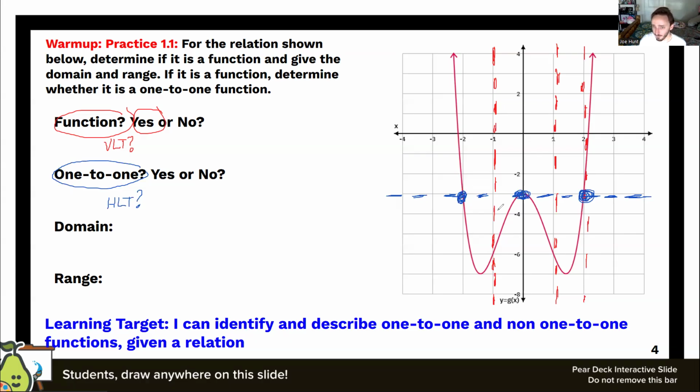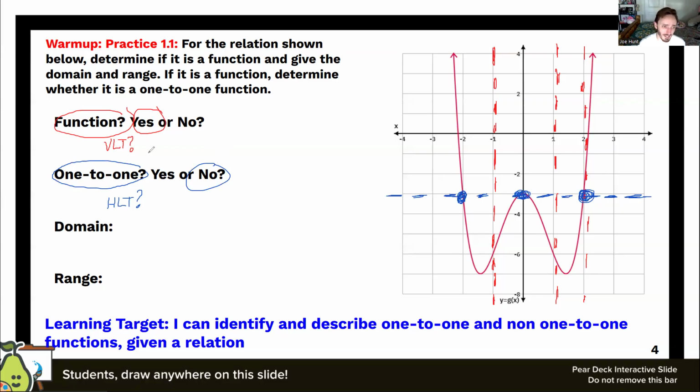For this particular function, if I say the result is -3, you're going to give me several inputs that could potentially give me that result. It could be -2, could be +2, or it could be 0. So given that it's failing the horizontal line test, we know that this is just a function, not necessarily a one-to-one function. And what that means is if we were to invert it, the inverted version of this function would not also be a function. But we'll talk more about that as the year progresses.